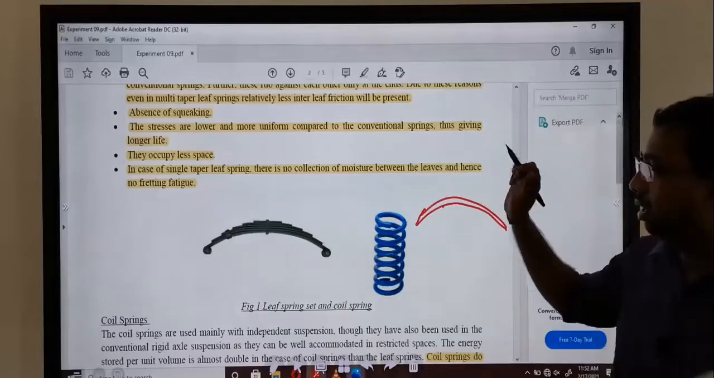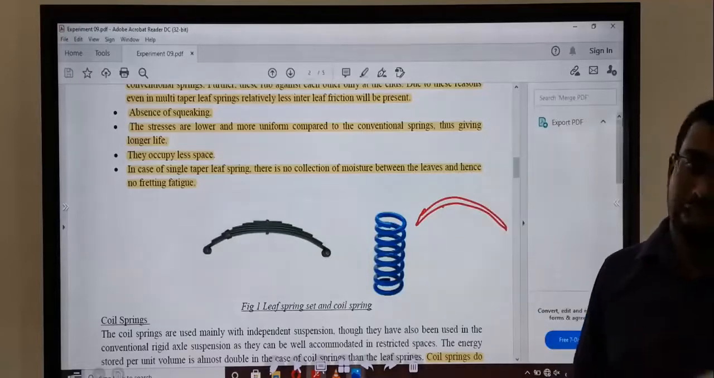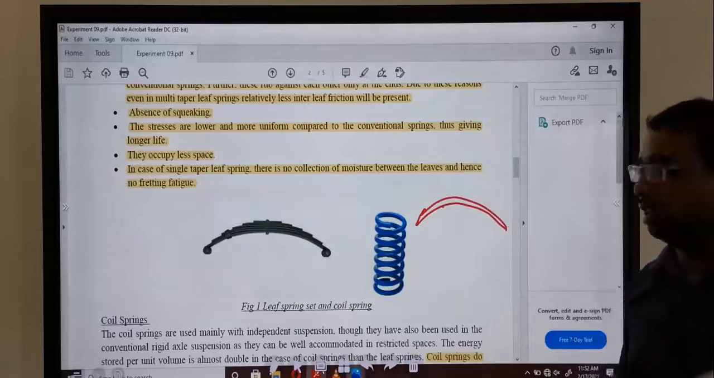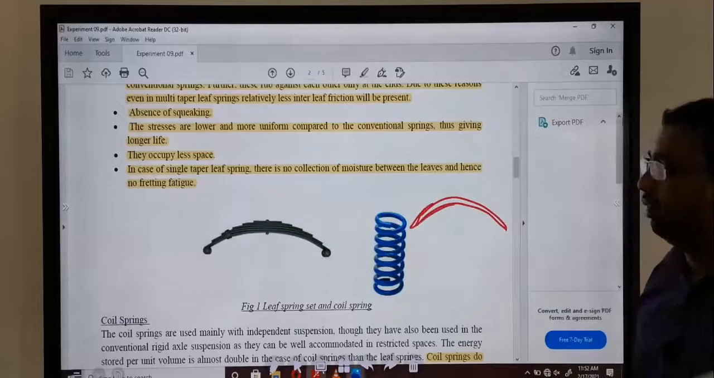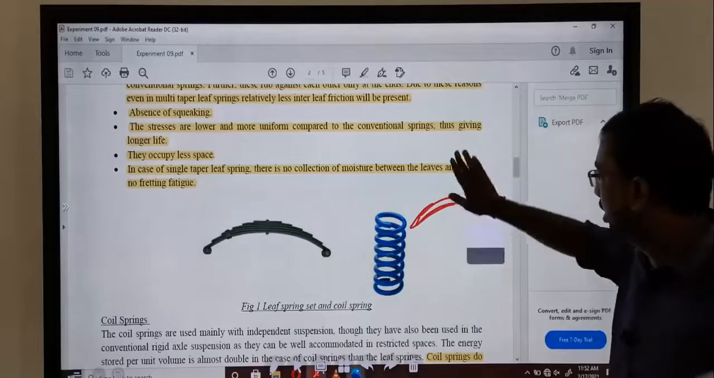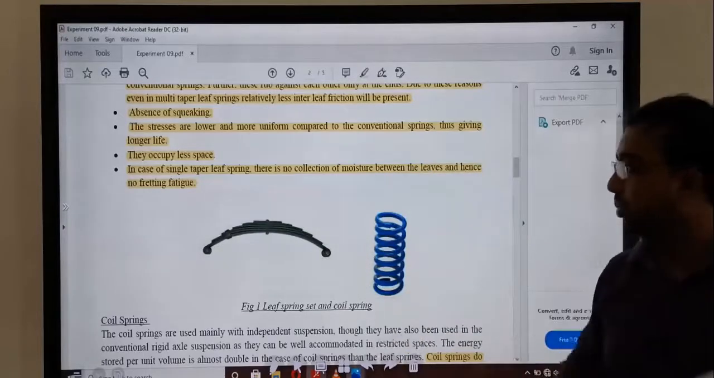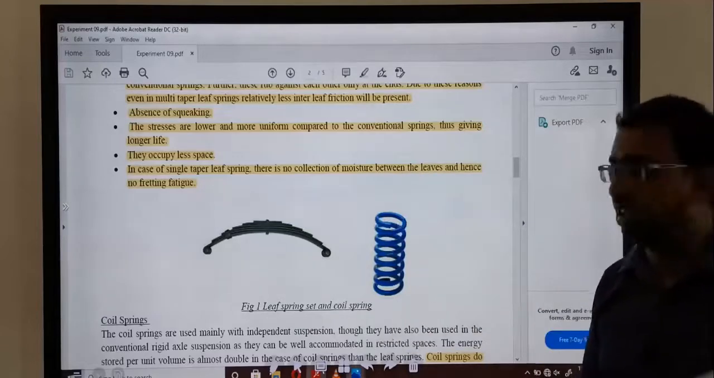Hence no fretting fatigue. Fretting means corrosion: corrosion, fretting, fatigue. It does not lead to corrosion because there is no collection of moisture.